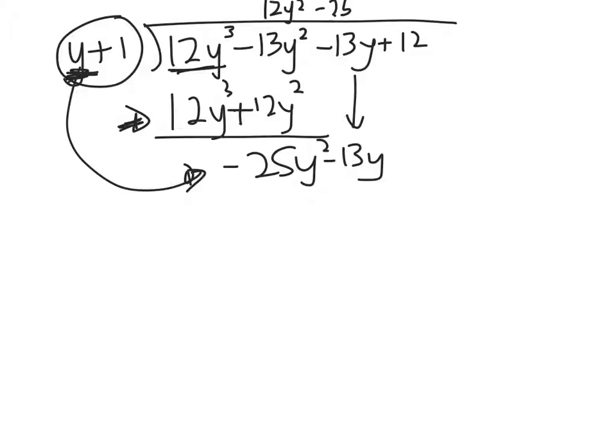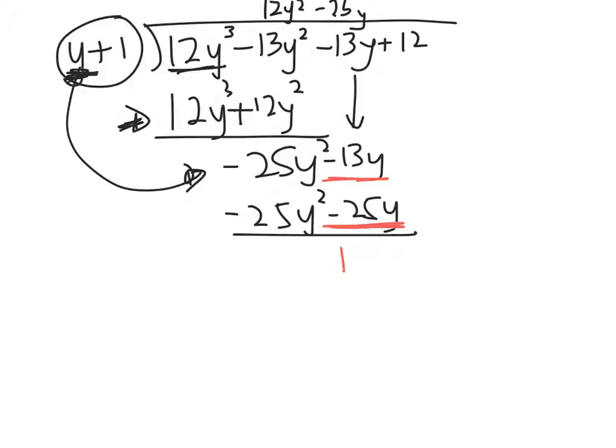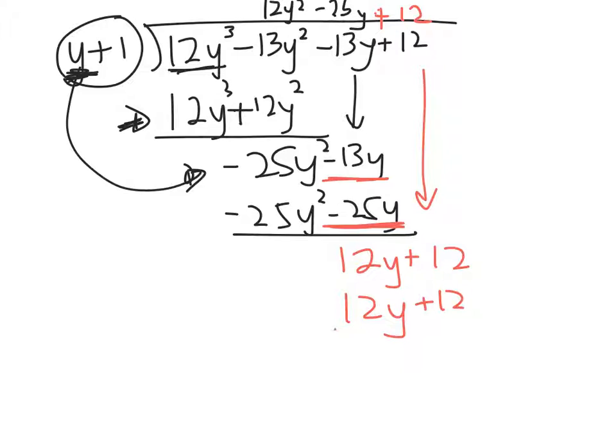It's very hard writing at the top of the iPad screen. There we go. Minus 25y, minus 25y squared minus 25y. So when I subtract this time, I get minus 13y minus negative 25y. So that gives me plus 12y. And this is starting to look quite good because I've got 12y plus 12. And so I'm going to have a plus 12 up here. Now we know that it has to work out that I get a remainder of 0 because we've already used the factor theorem and found that y plus 1 is a factor.